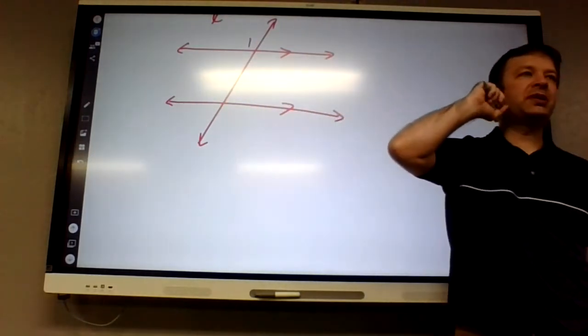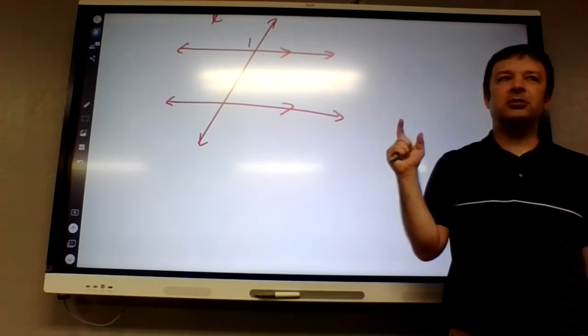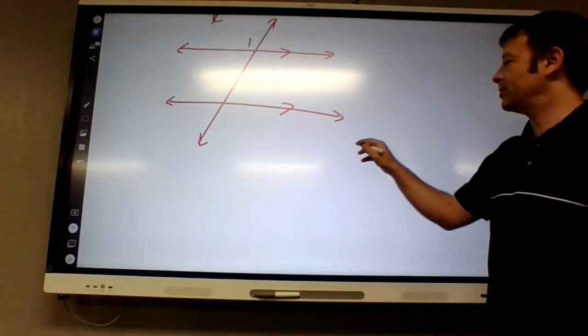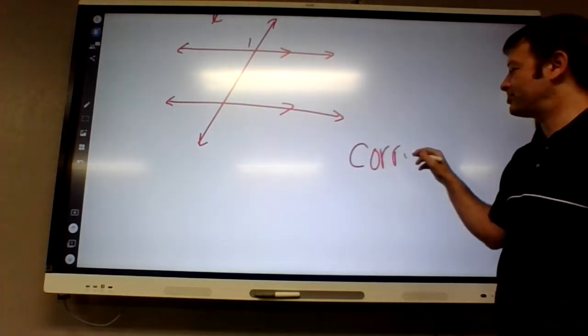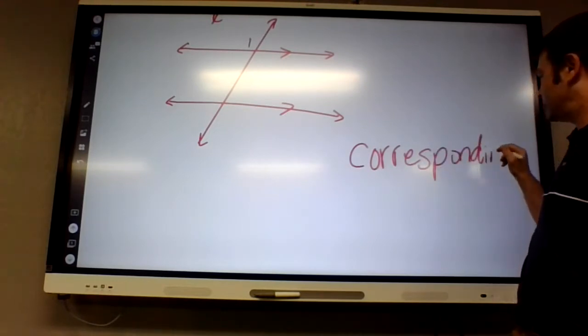One starts with the C. Corresponding angles are congruent. If the lines are parallel, corresponding angles are congruent, right? If the lines are parallel, what else?